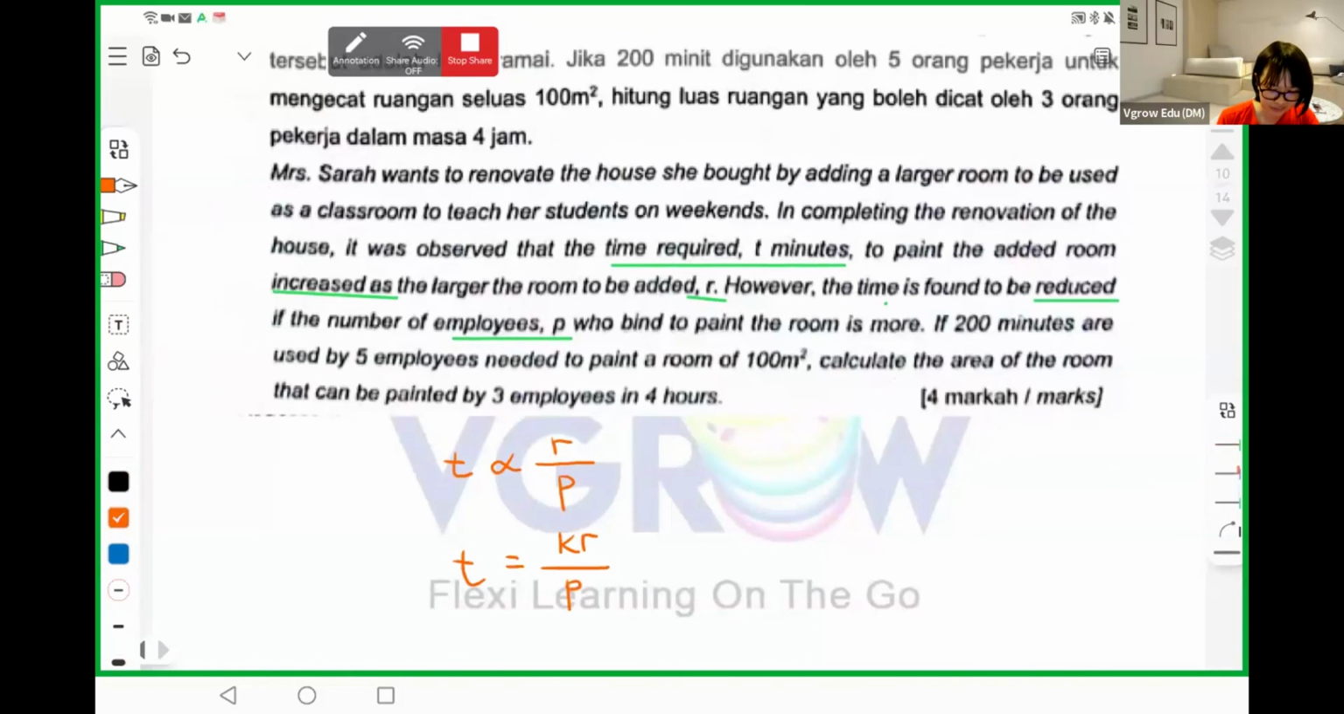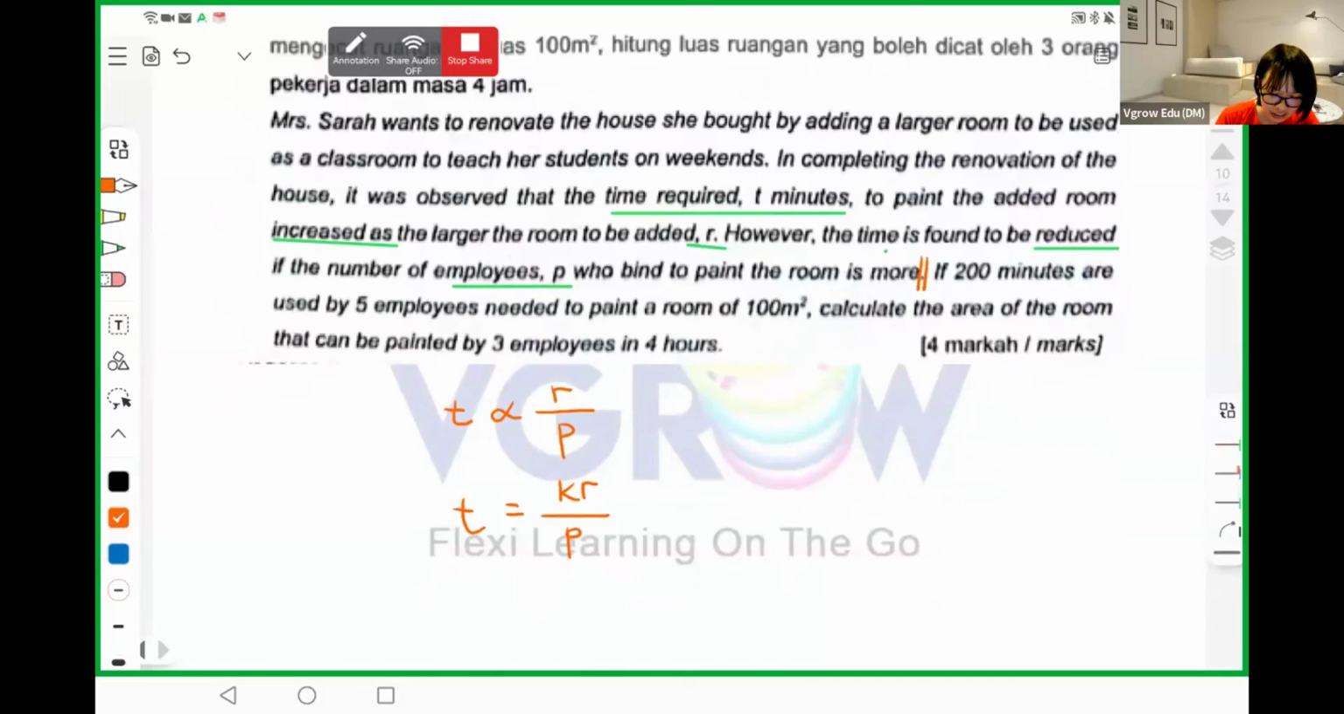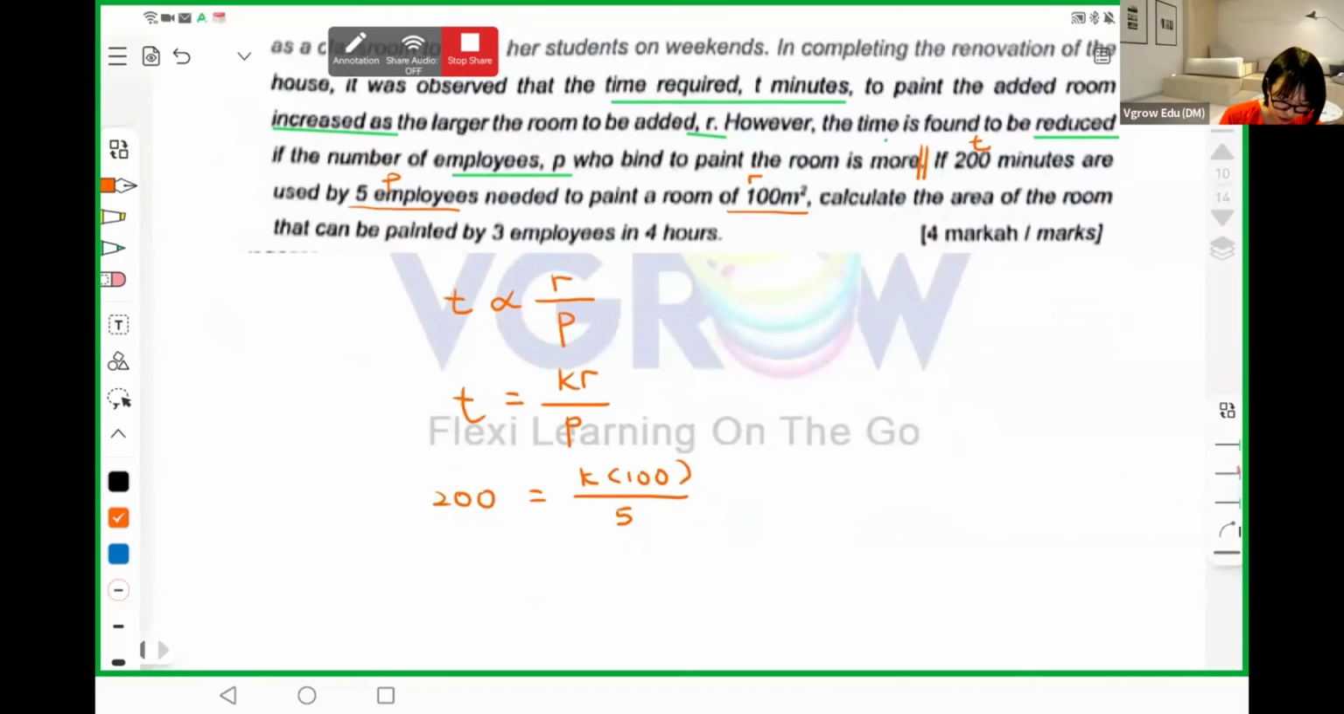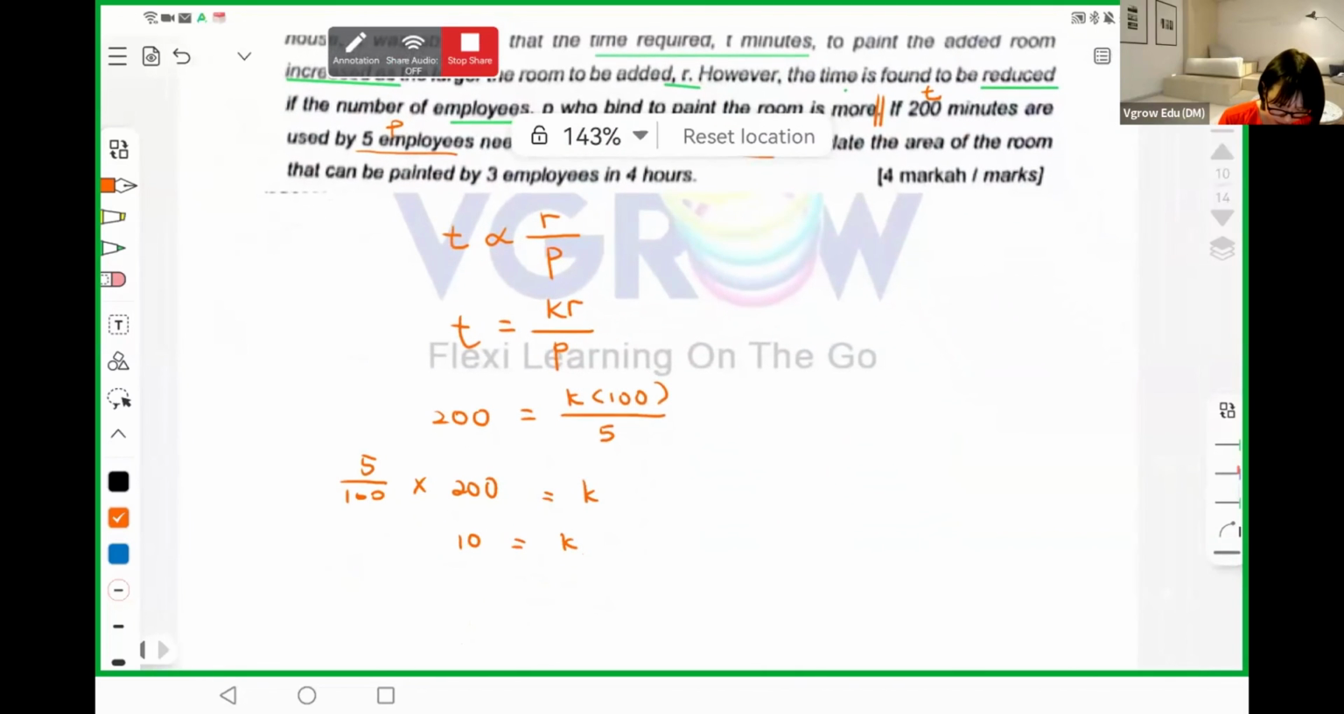Next, if 200 minutes are used by 5 employees to paint a room of 100, so this is T, this is P, and this is R, right? So substitute only. 200 equal to K times R over 5. So K equal to, you just show working, then find out the value of K, which is equal to 10. And T equal to 10R over P, the relation in equation form.